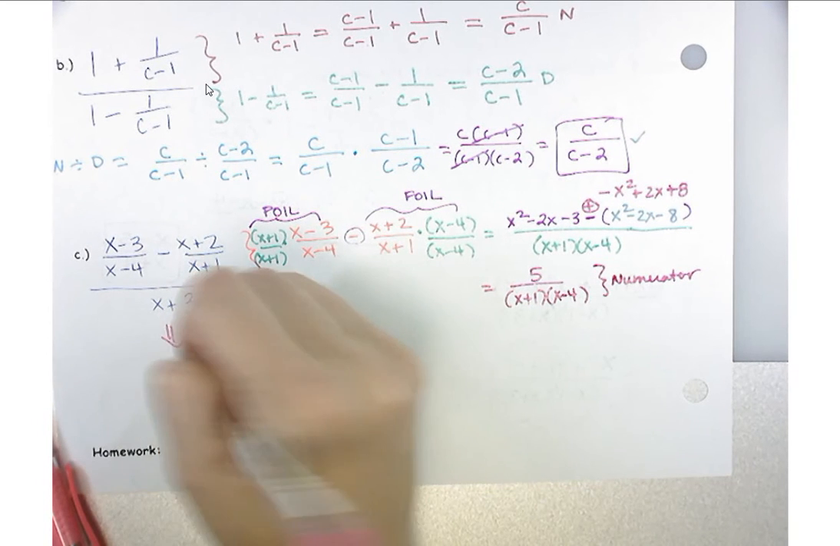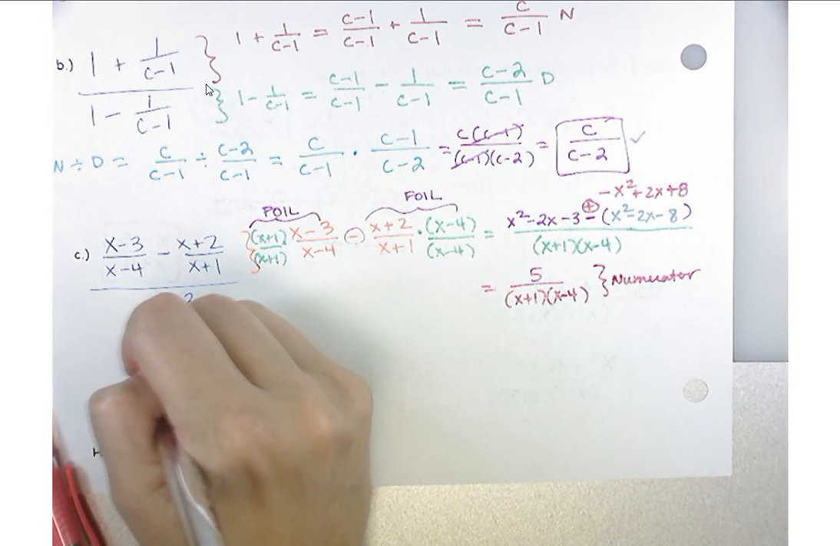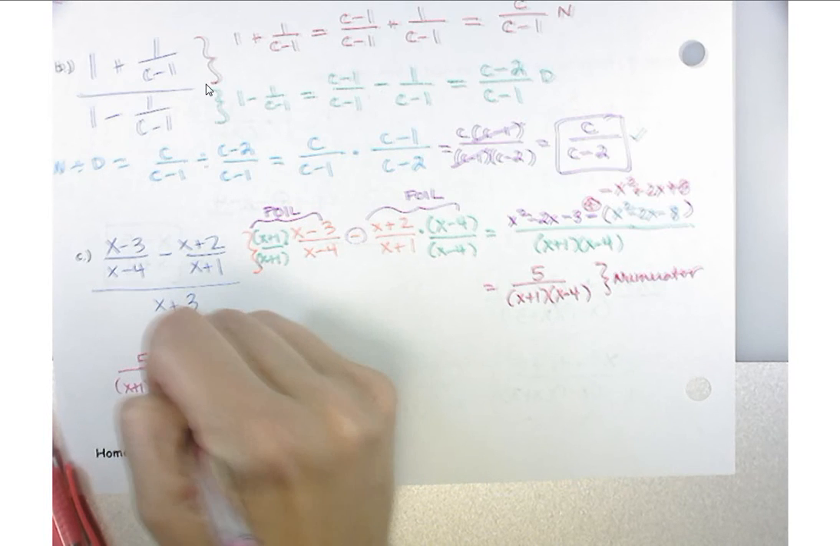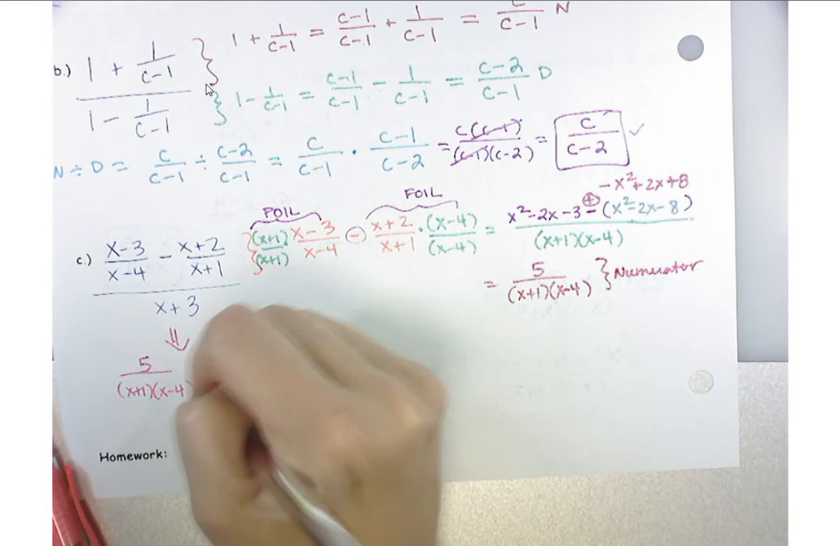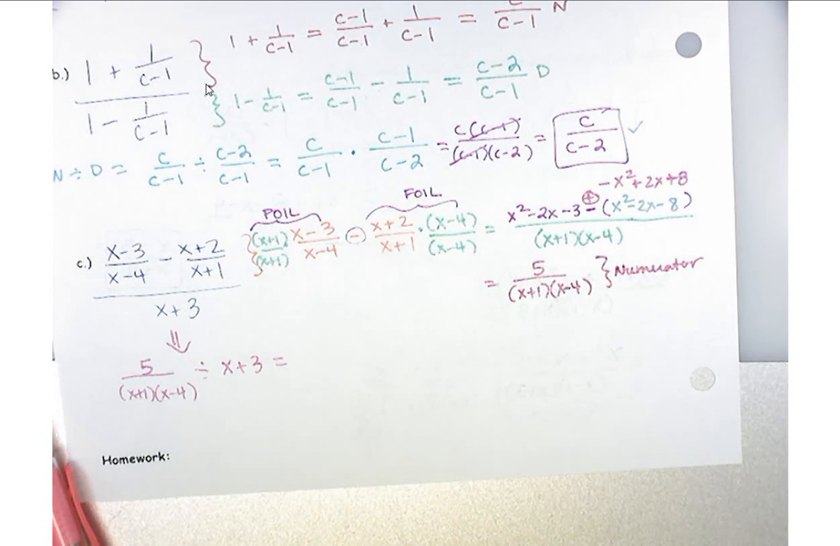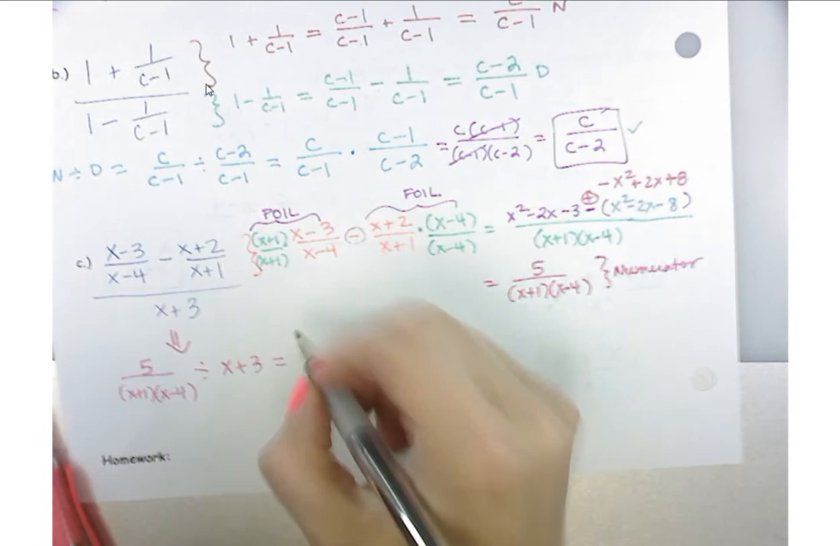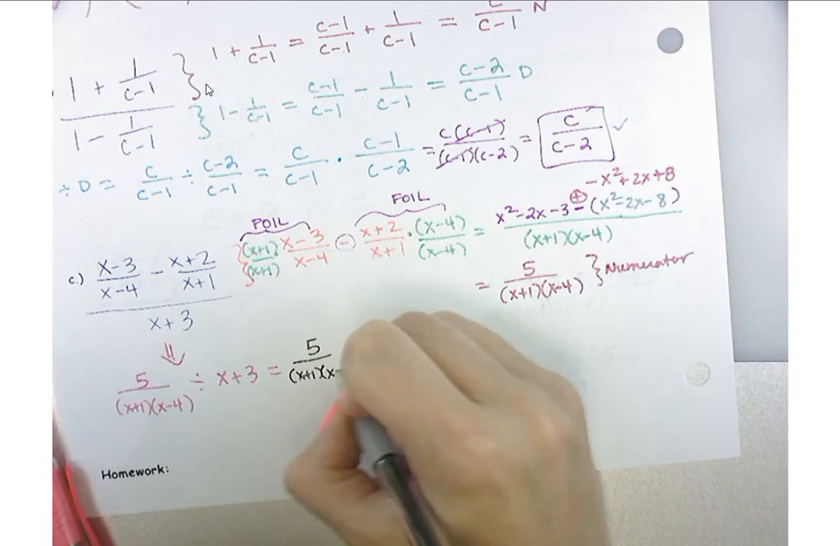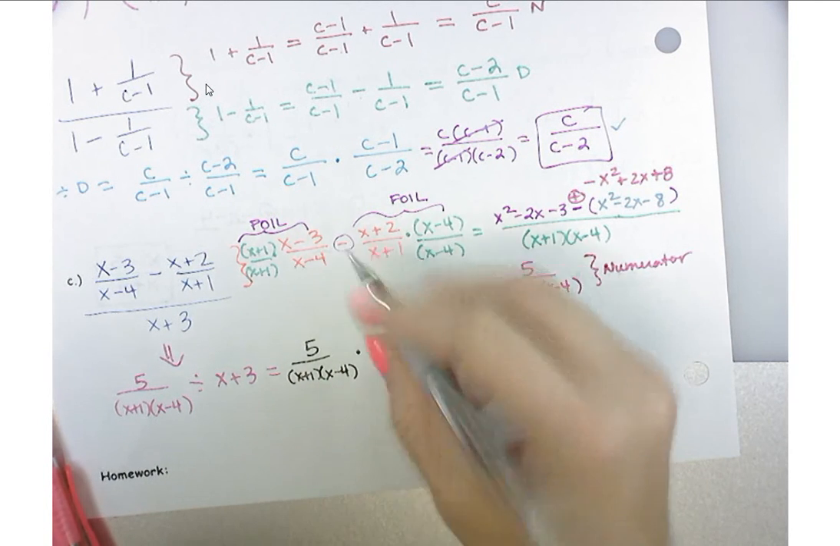So then we can rewrite it. So this is 5 over x plus 1 times x minus 4 divided by x plus 3. So now I have to multiply by the reciprocal. Nolan, what's going to be the reciprocal of x plus 3? 1 over x plus 3. Good. So it's 5 over x plus 1 times x minus 4 times 1 over x plus 3.